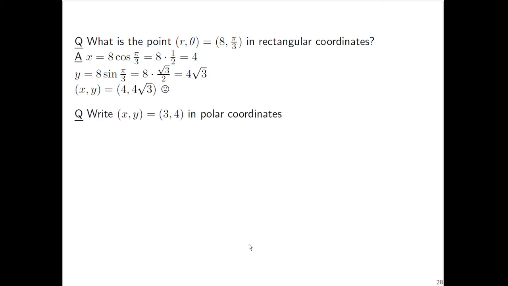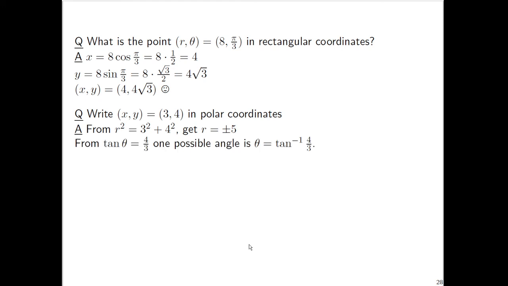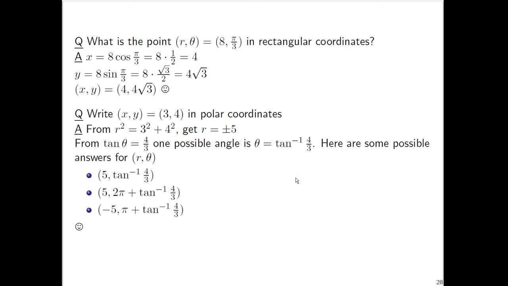If we need to write the point x equals 3, y equals 4 in polar coordinates, from r squared is equal to 3 squared plus 4 squared, you get r is equal to plus or minus 5. And from tangent of theta is equal to 4/3, there's actually many possible angles that you take tangent of to get 4/3, because tangent has a periodicity of pi. But one possible angle, the most convenient angle, comes from arctangent of 4/3. So that could be theta, for instance. Just to point out that there's many possible answers.